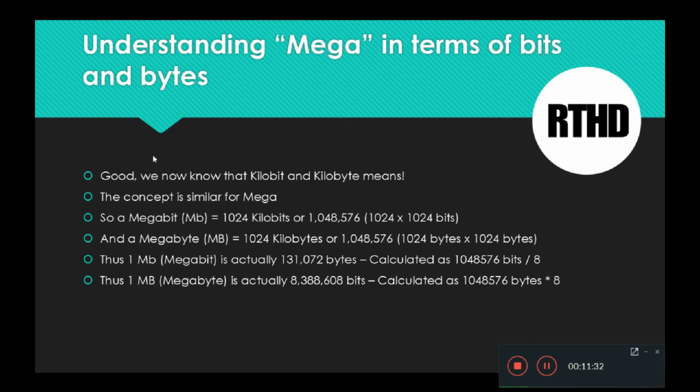So the concept is similar for megabytes. 1 megabit is equal to 1024 kilobits. And that is, of course, this big number, which is 1,048,576. And how I got that was I took 1024 and I multiplied it by the kilobit, which is 1024 bits.